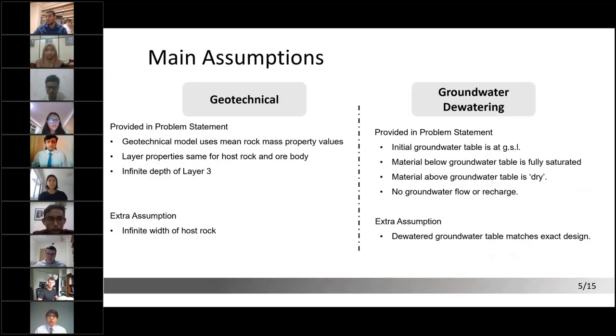The main assumptions were given to us in the problem statement, but we made a couple extra ones ourselves. One of them was that the host rock extended out to an infinite width. That meant that we could make our model as wide as we needed to be. The other assumption was that when the site workers dewatered the groundwater table, they would match the design exactly, even though that's highly unlikely in real life.